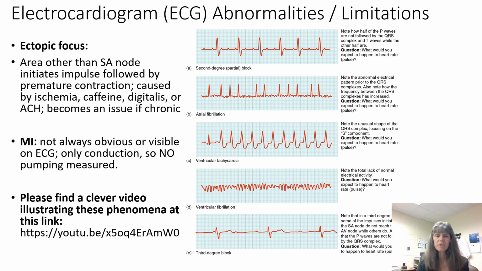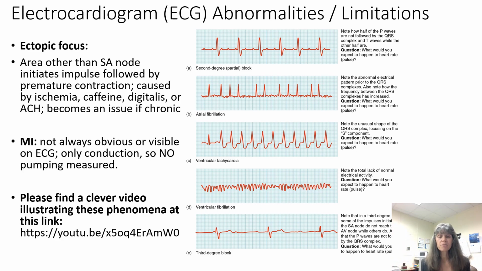So let's take a look at the pictures that we have here on this PowerPoint slide. That one at the top demonstrates a second degree or partial block of the atrioventricular node. And when you look at this graph, notice how half of the P waves aren't followed by the QRS complex and T waves, but the other half are. So half are, half aren't. And how does this present clinically? Well, a patient who has a second degree partial block of the atrioventricular node will usually demonstrate bradycardia, which books disagree on. Some say it's less than 50 beats per minute, some say it's less than 60 beats per minute. It's going to be a slower pulse.